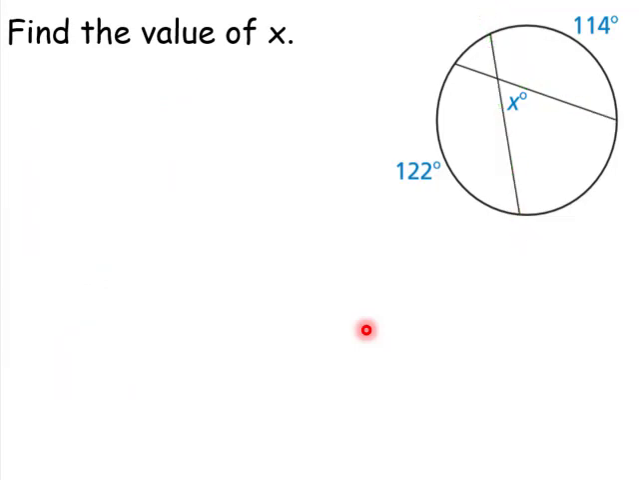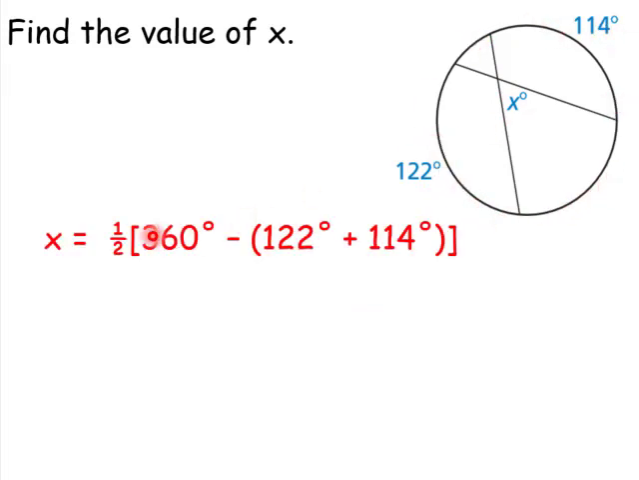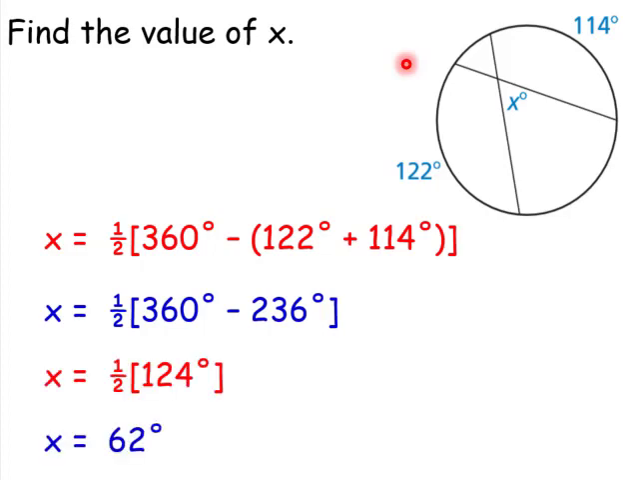Another way of doing this is knowing that the entire circle is 360 degrees. x is equal to 360 minus the sum of these two arcs. Add, subtract, and take 1/2. We have 62 degrees.